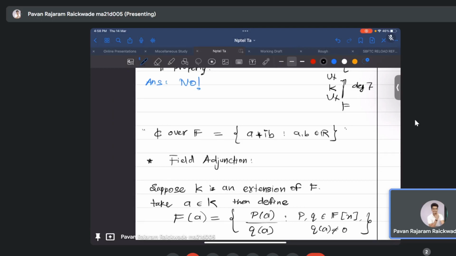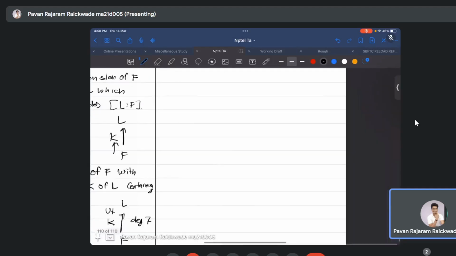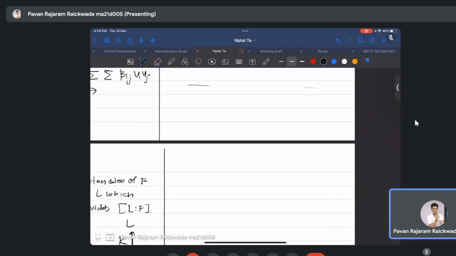Since K is a field, these values will be there. P(a) will be some value in K, and it's a polynomial over F in x also, because K contains F. So F(a) is well defined. It is easy to see that this F(a) will be a field, which is the smallest field containing both F and the element a. So we can observe that F is contained in F(a) is contained in K. This is a field itself, it is always in between F and K.